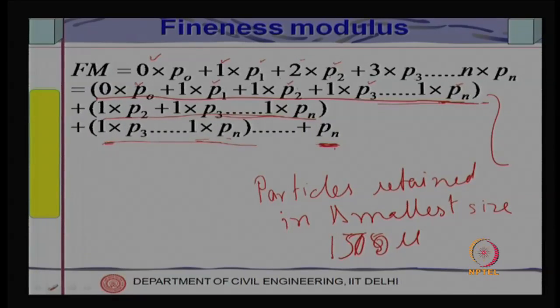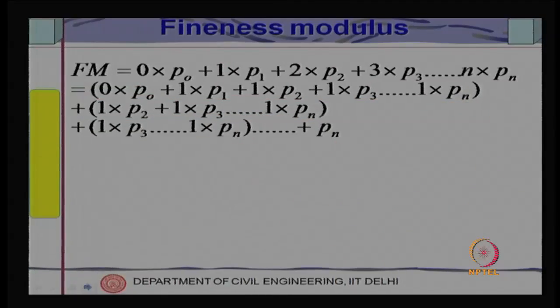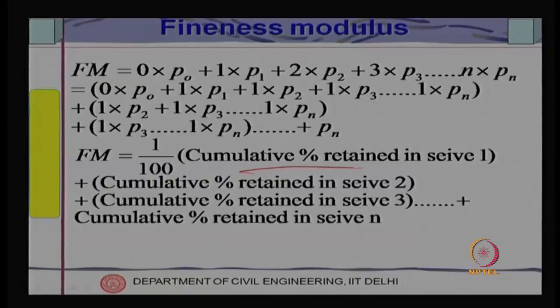So, this is nothing but cumulative percentage retained in all the sieves. Sieve number 1 plus cumulative retained in sieve 2, cumulative retained in sieve 3, cumulative retained in sieve n. So, this is the sum total of, not cumulative percentage retained in sieve 1, percentage retained in sieve 2, not. So, all retained in all the sieves. This is retained in nth sieve, this is in the n minus 1, etcetera. So, first one is percentage cumulative retained on sieve number 1, bottommost, to cumulative retained to everything.